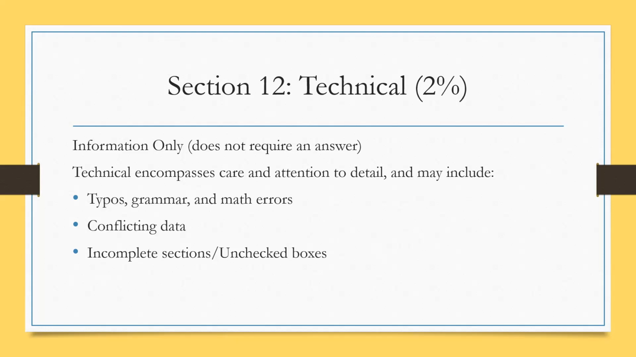So typos, math errors may not be in the actual budget itself, but sometimes within the sections. If you say I have asked for 2 laptops at $300 each, but the end result is $700, right? That's something the Excel spreadsheet's not going to capture. So that sort of math calculation error is something to check for. If you have data in one section, but you have different conflicting data in another section, that's something to check for. It's 2%. It's not going to break you.